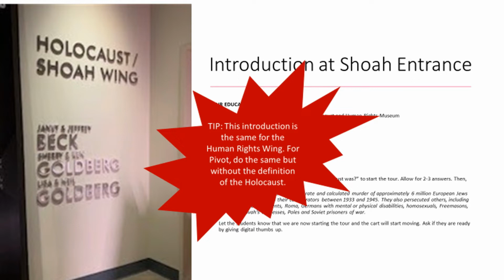At the point in Pivot where you're doing an introduction, you'll also play an introduction video so that students can get an idea of what they're about to see on the wing. So at the end of your little spiel, you will say, and now the cart driver is going to play an introduction video for you to get a better idea of what you're going to see in this wing. So I'll ask the cart driver to do that now. This prompts the cart driver to play that video. And that will be not just in Pivot, that'll be in Pivot and the Human Rights Wing.